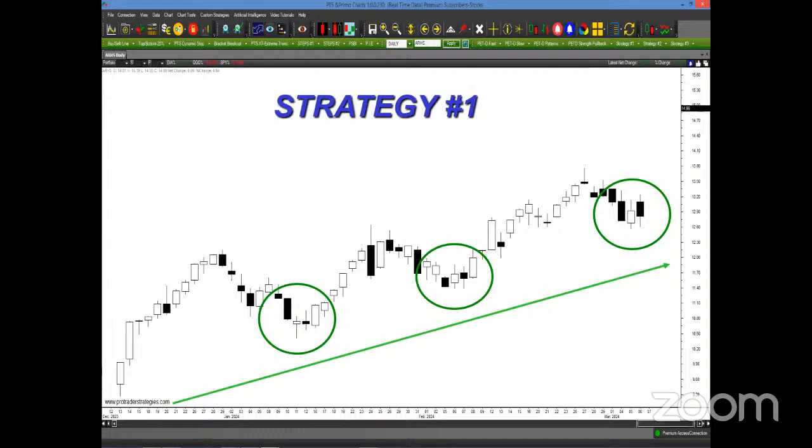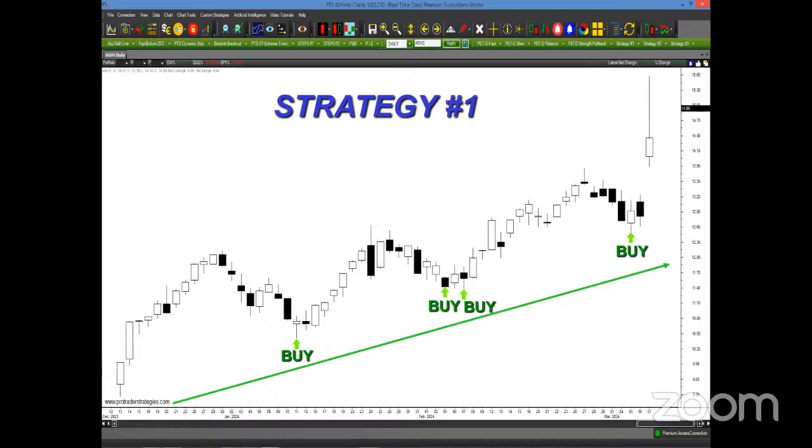Let me show you how powerful strategy number 1 is. On our platform, it's as simple as clicking on strategy 1, and in the drop-down menu, you'll see signal alerts. Click on signals, and look at where the signals were generated. Right there, each and every one of those signals was a profitable trade. In fact, this very last one, look what happened in the following days. Right back up. So this is how powerful strategy number 1 is.